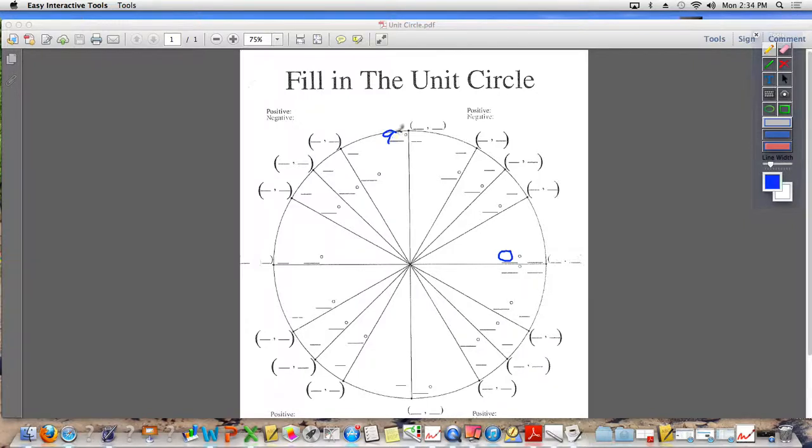So up here we call this 90 degrees. We rotated another 90 degrees, we ended up over here at 180. We rotate another 90 degrees, you end up down here at 270. And then you end up right back where you started, which is also known as 360. So 360 and 0 are exactly the same place.